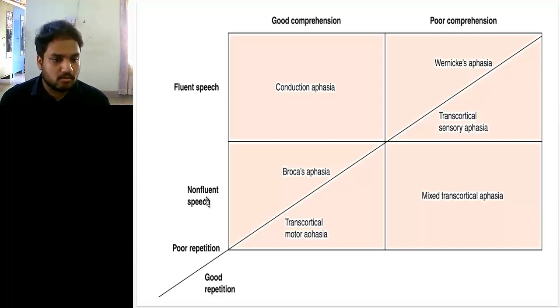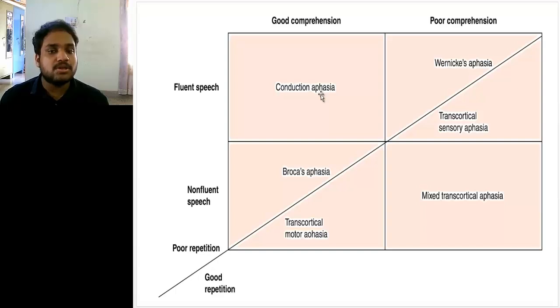Speech is fluent or not fluent. Comprehension is good or comprehension is poor. So there is fluent speech, comprehension is good, and this diagonal, right? Above the diagonal there is poor repetition, below it there is good repetition, right? So in Broca's aphasia, Wernicke's aphasia, and conduction aphasia, there is poor repetition.